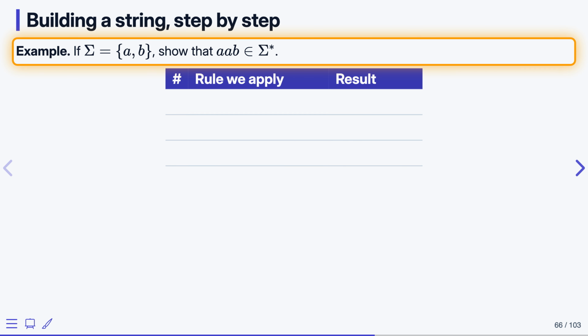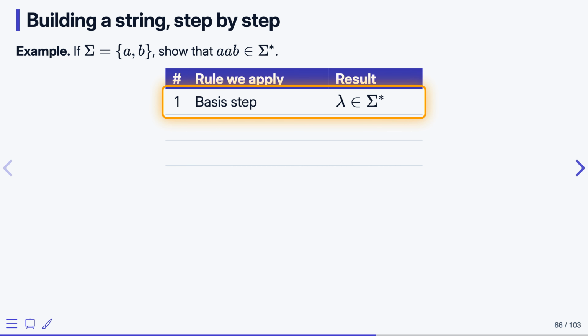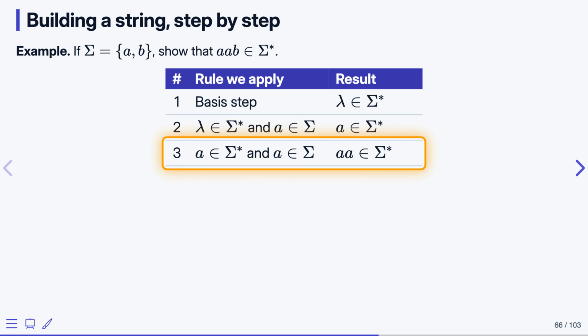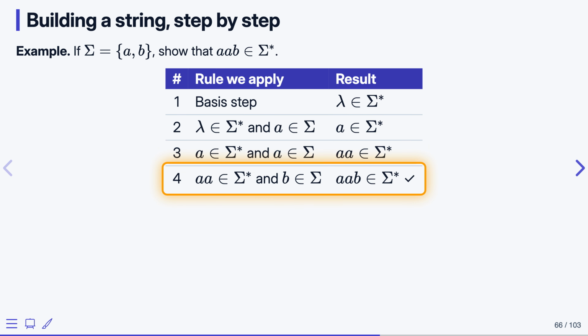Let's build the string a a b, one symbol at a time. Each line uses the rules once. Step 1. The basis step gives us the empty string lambda. Step 2. Take the empty string and add the symbol a on the end. That gives the string a. Step 3. Take the string a and add another a, that gives a a. Step 4. Take a a and add a b, that gives a a b, so a a b is in sigma star. Notice how the string grows from the right, one symbol per rule.